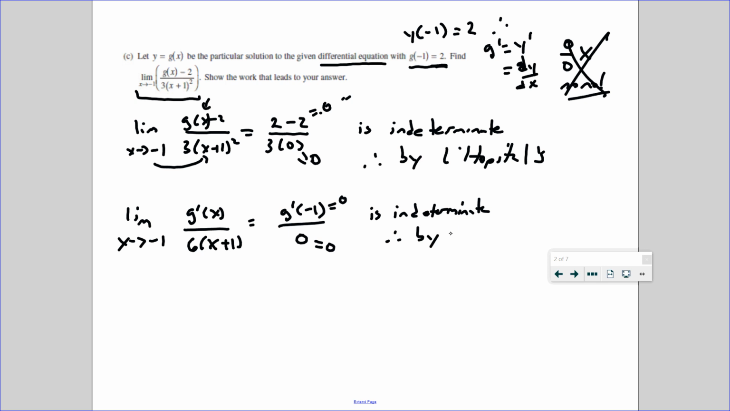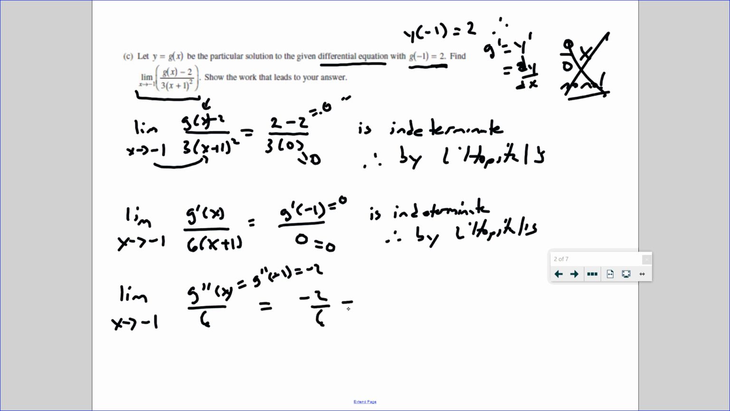Therefore, by L'Hopital's rule, we take the derivative one more time. G double prime of x over, this just becomes 6. And if we plug in g double prime of -1, well, g double prime of -1 is -2. So what we get is -2 over 6, or -1/3. And there's our limit.